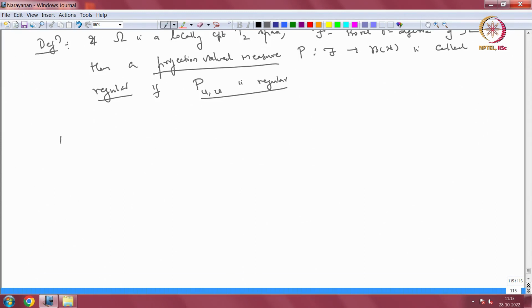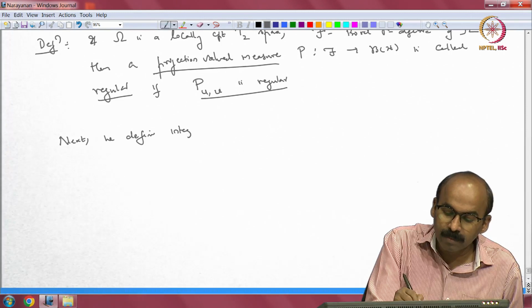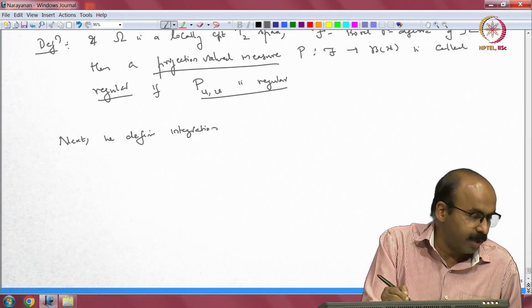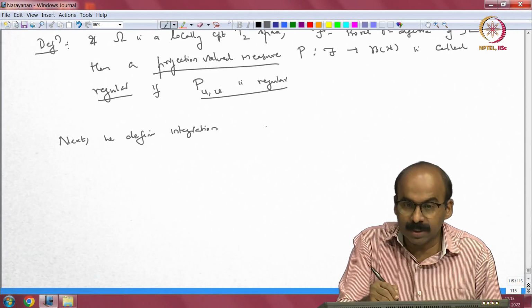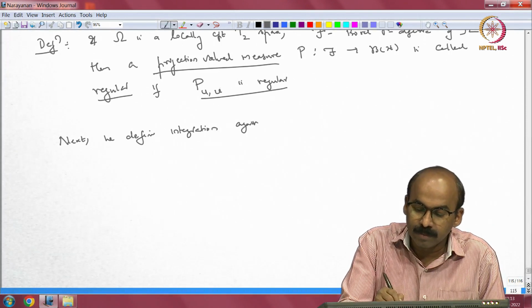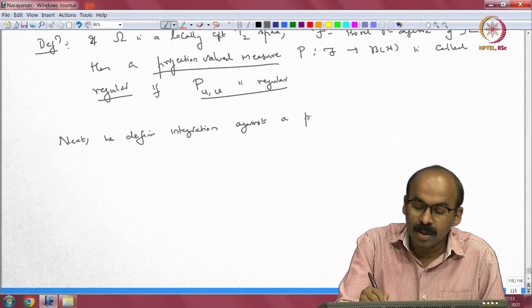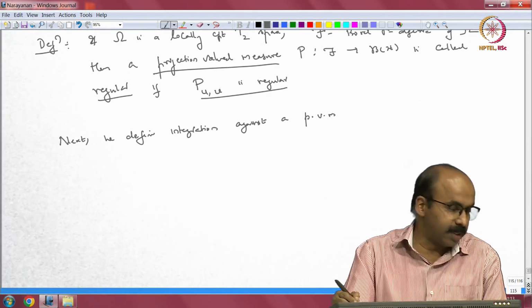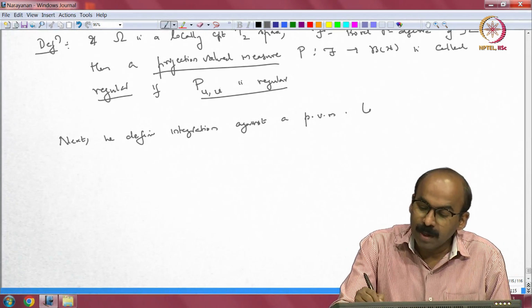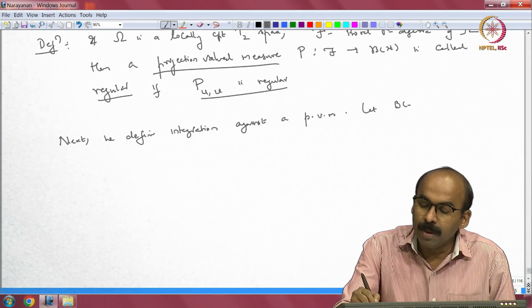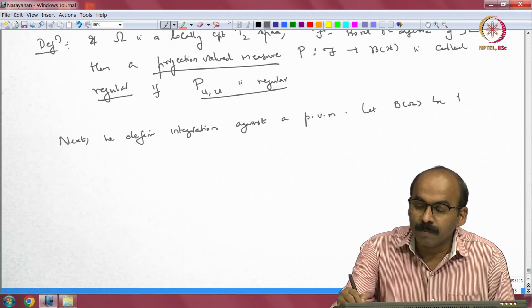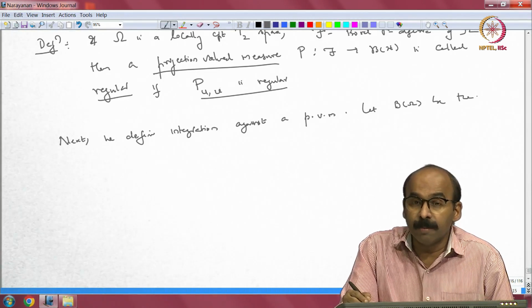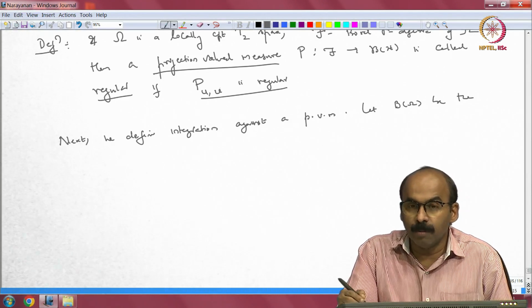Okay. So, next we define integration against a projection valued measure. So, PVM stands for projection valued measure. Okay. So, let B omega be the, so there is no script B, script B will stand for Borel sigma algebra.